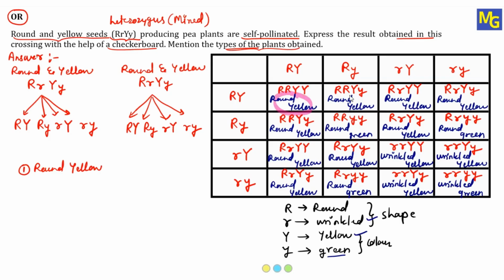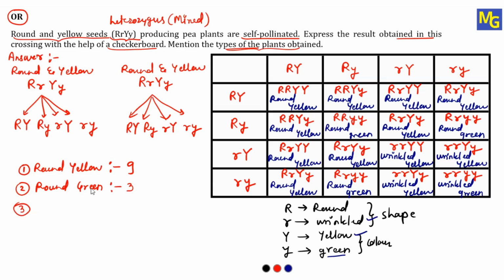So round yellow: 1, 2, 3, 4, 5, 6, 7, 8, and here is 1, 9. So in total we are getting 9. I'll write it here, round yellow we are getting 9. Then the second one we are getting is round green. So I'll write it here, round green. Now let's calculate, how many round green are there? 1, 2, and 3. So in total we have got 3. I'll write it down here, 3.